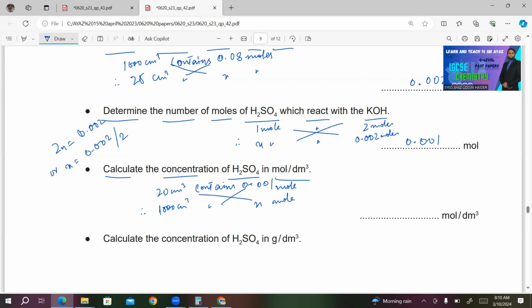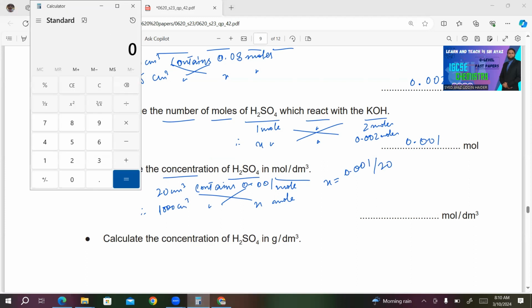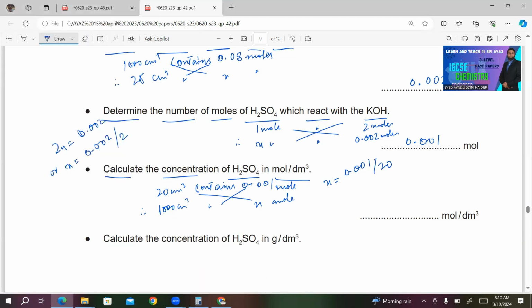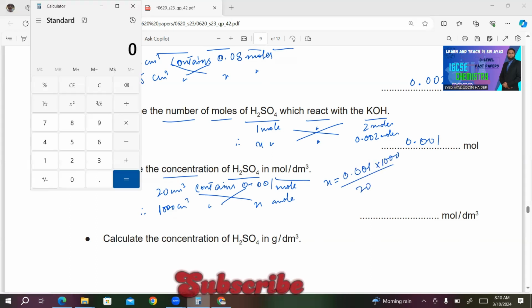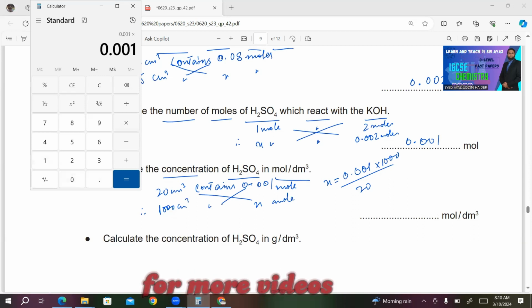So we will have X is equal to 0.001 divided by 20. We need to multiply 0.001 by 1000 also. I need to write it again. 0.001 multiplied by 1000 divided by 20. Now it's divided by 20, and we get 0.05 mole per dm cube.